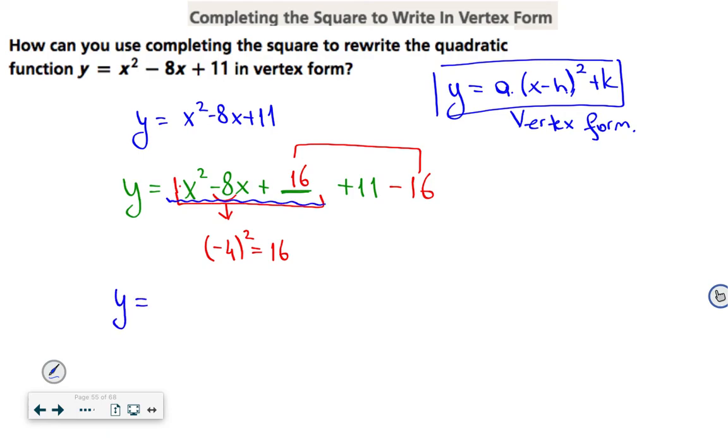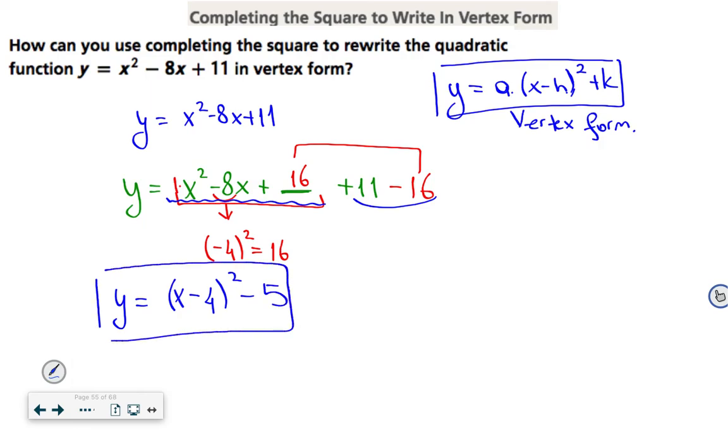y is equal to, how am I going to write this? (x minus 4) squared. If you combine this, negative 5. So I used the completing the square theorem to be able to write vertex form. By the way, the vertex of this quadratic function is (4, negative 5).